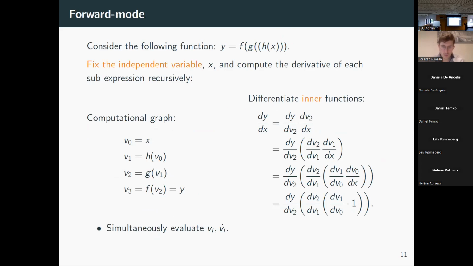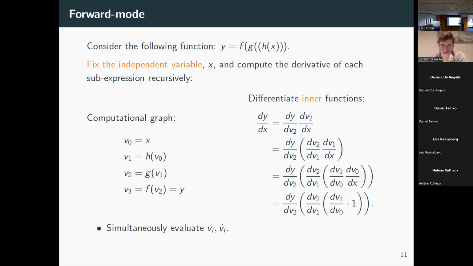Okay, so let's go to an example. You have this function, right? Composition. So in forward mode AD, what you want to do is, first, write it down as a computational graph. Then we want to do exactly what we do in normal high school, like applying the chain rule.